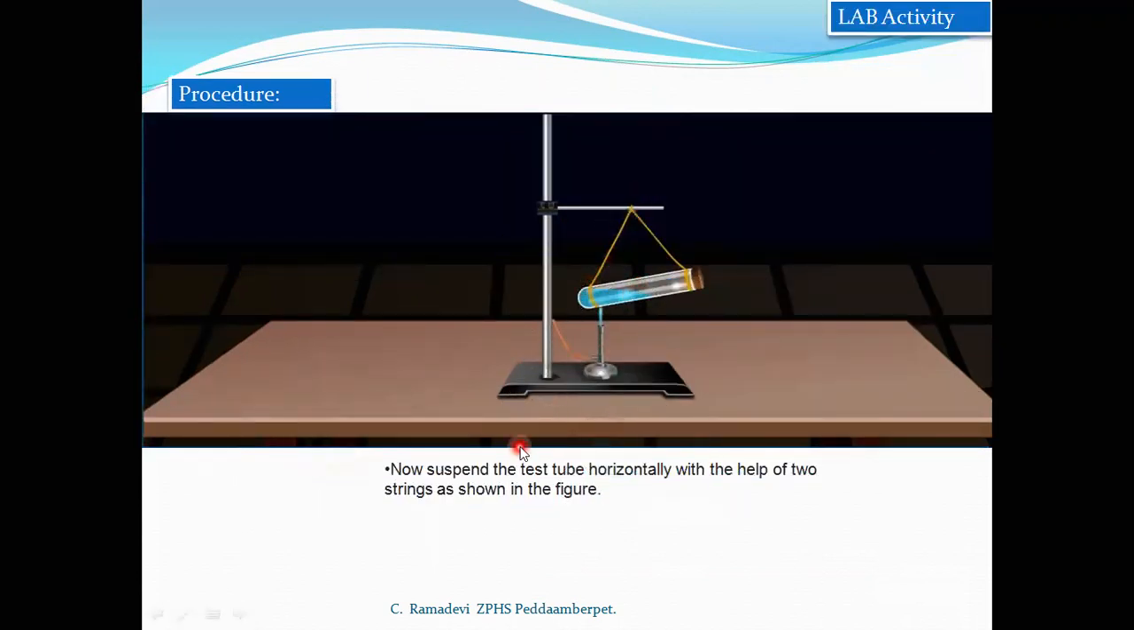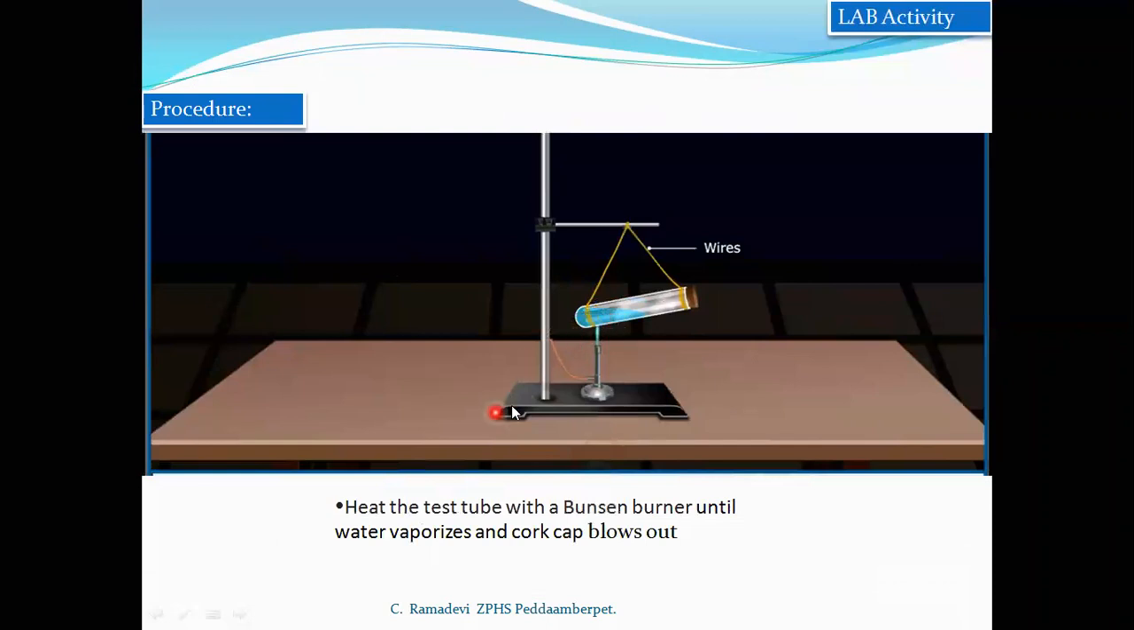Next, suspend the test tube horizontally with the help of two strings of thread as shown in the figure. Now the Bunsen burner is placed down. Now it is ready to heat. Now heat the test tube with the Bunsen burner until water vaporizes and the cork cap blows out. See here, the Bunsen burner is heating the test tube.